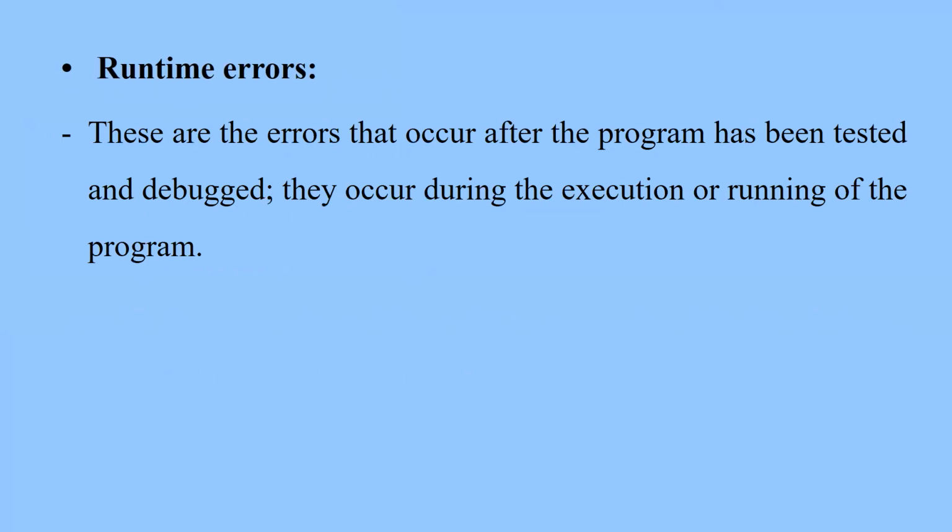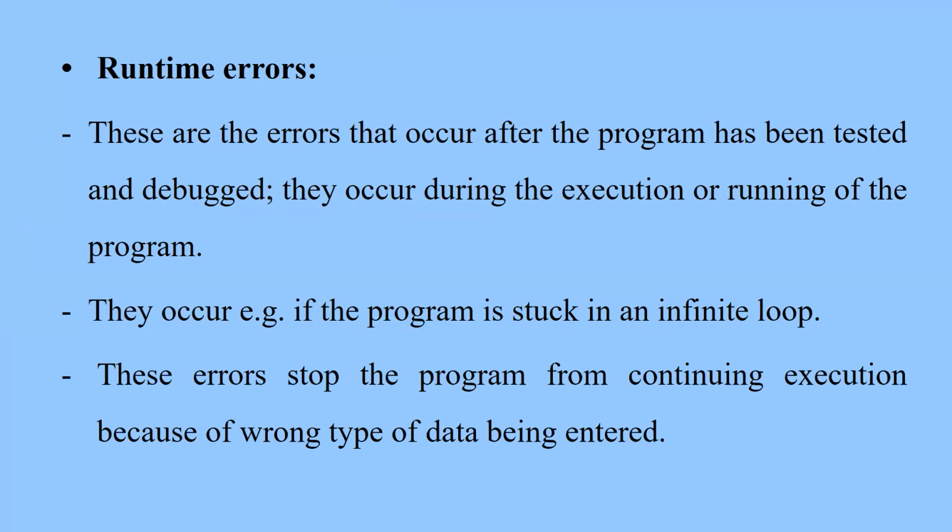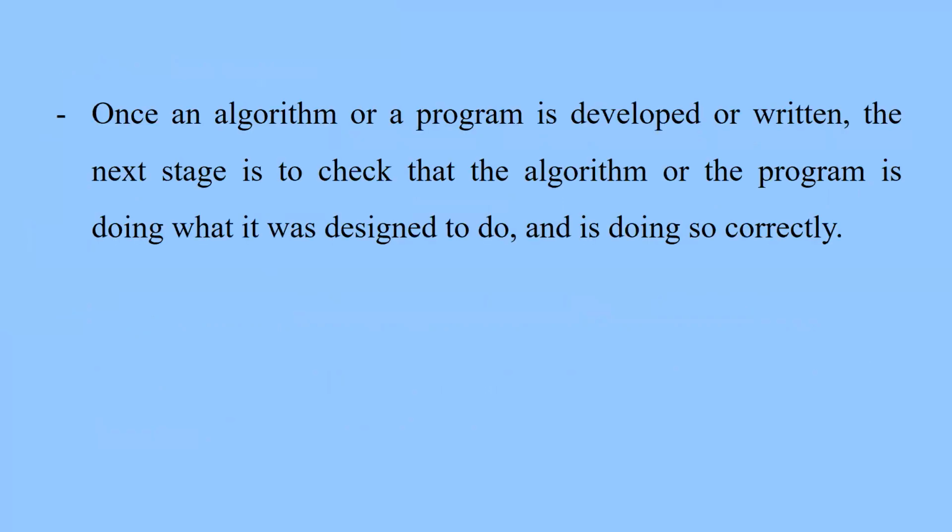When we talk about runtime errors, these are the errors that occur after the program has been tested and debugged, and they occur during the execution or running of the program. For example, the program may get stuck in an infinite loop. These errors also can stop the program from continuing execution because of the wrong type of data being entered. For example, where the user is supposed to key in a value, he or she may key in a character or a symbol, and that may make the program malfunction.